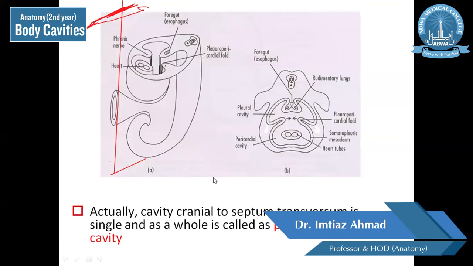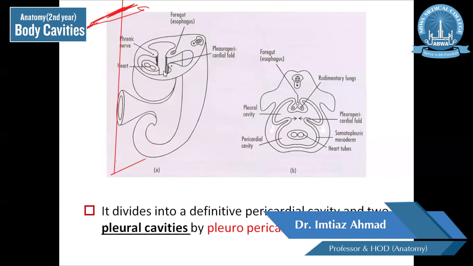In fact, the cavity cranial to the septum transversum is single and as a whole is called primitive pericardial cavity, as we just saw. This whole is the primitive pericardial cavity, which will divide into two, the pleural cavity and the pericardial cavity later on by partitioning. See over here. It divides into a definitive pericardial cavity and two pleural cavities by pleuropericardial folds.